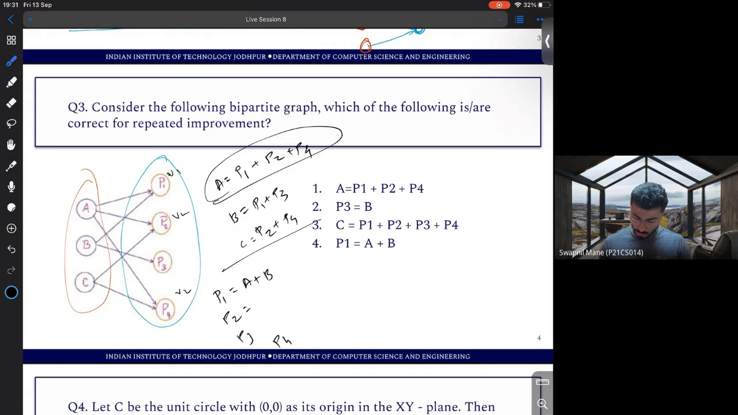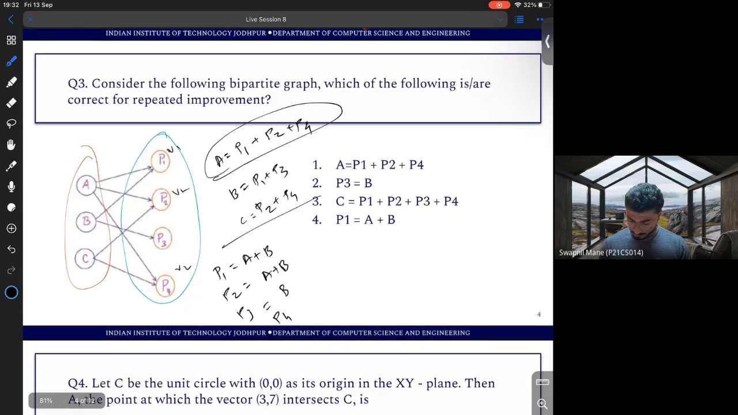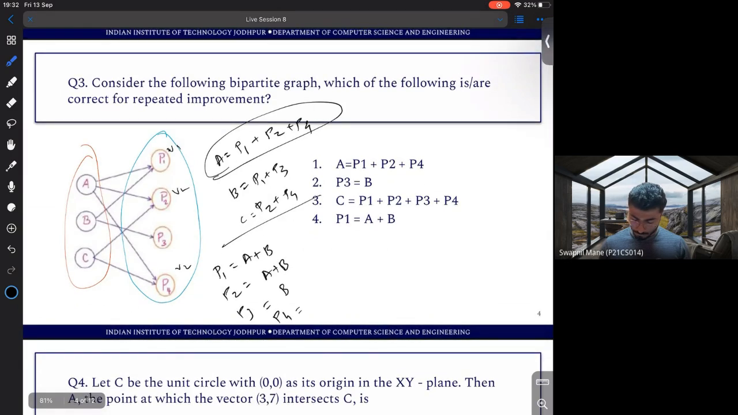Right. So for P2, two hubs are pointing to it, which is A plus B. P3 is pointed to only by B. P4 is pointed to by C plus A. Right. So this is how we are quantifying the hubs and authorities.